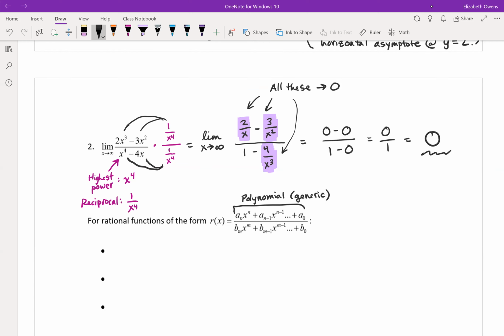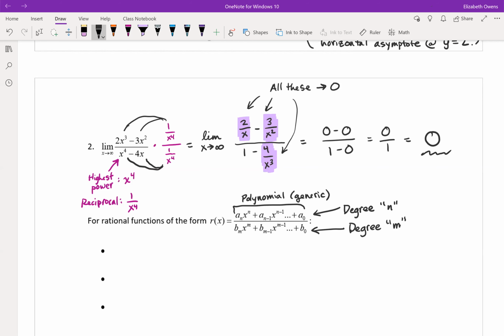One on the top of the rational function, one down in the denominator. Notice how each one of those has a different degree to it, highest power of x. The numerator polynomial is of degree n, and the denominator polynomial is of degree m. So numerator is degree n, denominator is degree m.